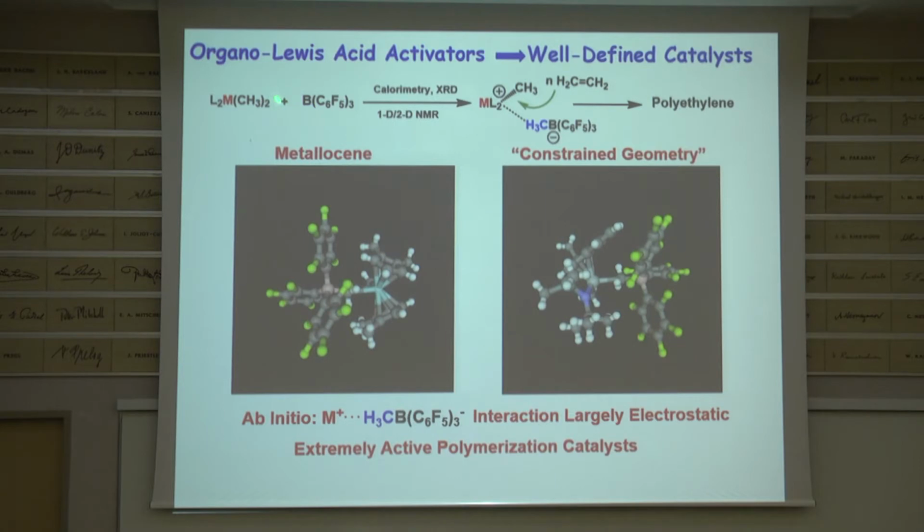You reacted with any of these molecules, and immediately you can see in the NMR, one of the methyl groups now has the coupling to the quadrupolar borane. This chemical shift goes way downfield. You add ethylene and it polymerizes ethylene like crazy.